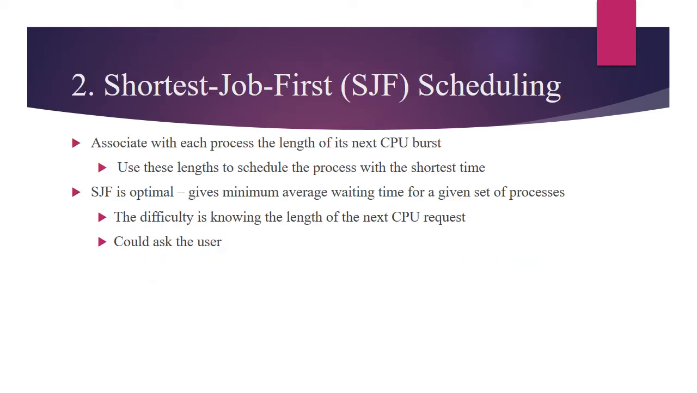Next is shortest job first scheduling. In this algorithm, we associate with each process the length of its next CPU burst. Using these lengths, we will schedule the process with the shortest time. If we compare with the previous algorithm, we get the optimal average waiting time in shortest job first. But it has some difficulty: we have to know the length of the next CPU burst. The answer is that we could ask the user about it.